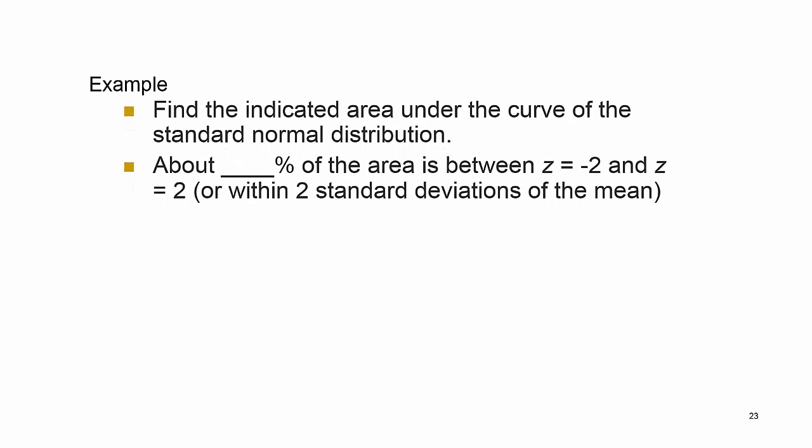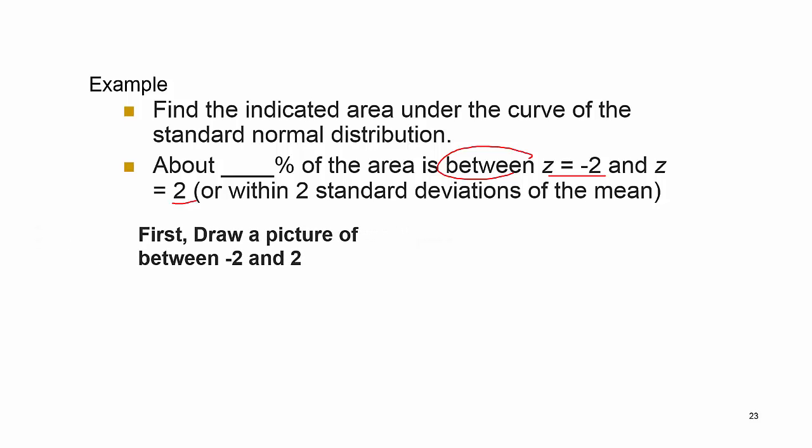So about what percent of the area is between z equals negative 2 and z equals 2, or within 2 standard deviations of the mean? So this is giving me a between, and it's giving me 2 z's.